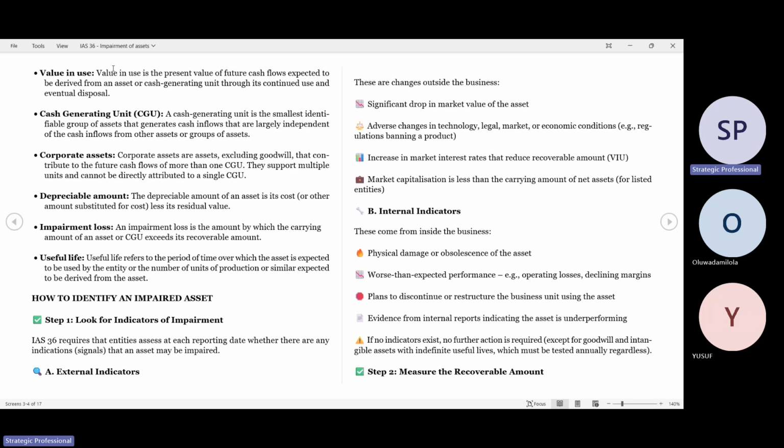Then the eventual disposal means that at the end of the useful life, how much would you spend? And how much would you realize when you sell it? That is what it means. That is value in use. We'll do examples to further clarify what value in use is.